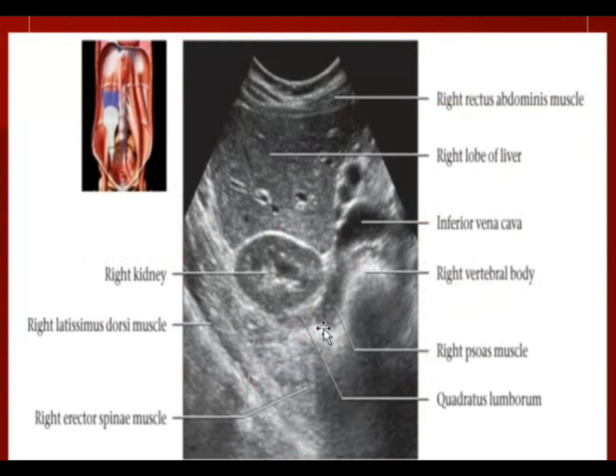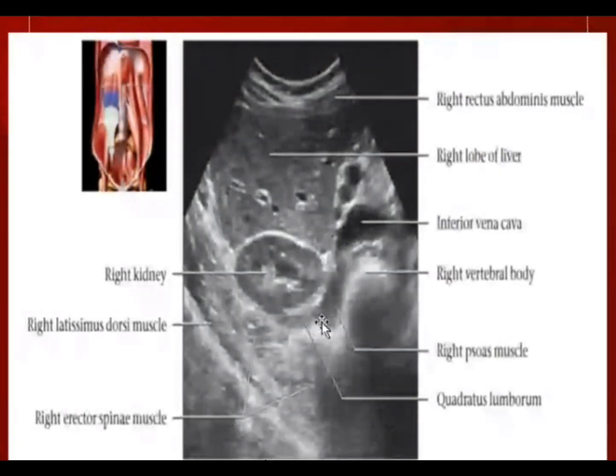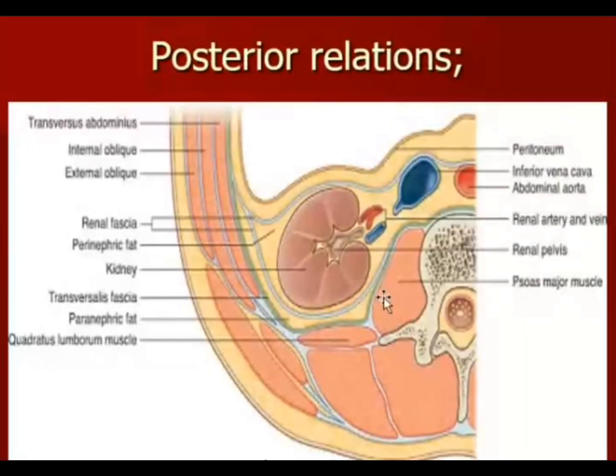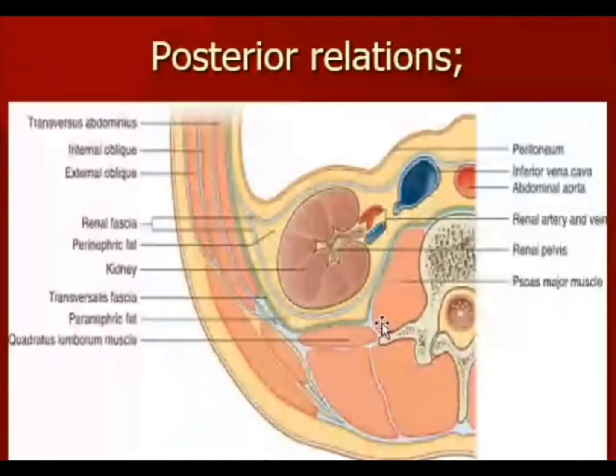And when you look at a sonographic image, we have our right kidney here. You're going to see the vertebral column around here. This is the psoas major. This is the quadratus lumborum. So we are having an example of the right kidney, and we are looking at this because the posterior relations are the same for both the right and the left, with the exception of the anterior relations.